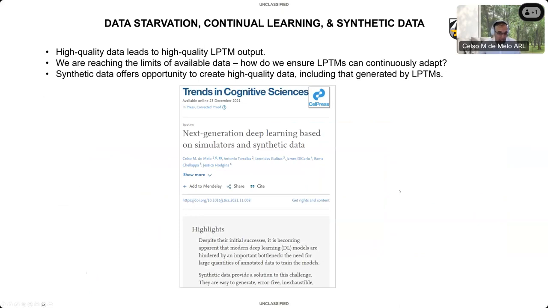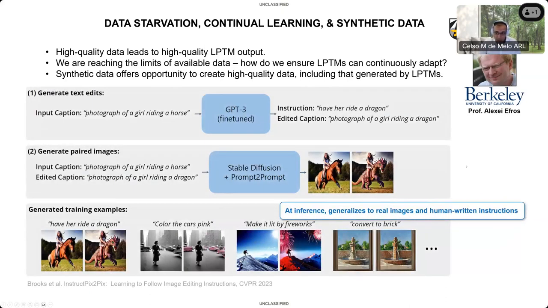One solution is synthetic data. Okay, so this idea of using synthetic data to continually improve the model, and that's exemplified by work from Professor Alexei Efros at Berkeley. This is one case where he's using a stable diffusion model to edit imagery. So the idea is that you provide as input this image of a girl and a horse, and you provide a prompt that says, have her ride a dragon, and the model is able to convert the horse to a dragon without changing the rest.